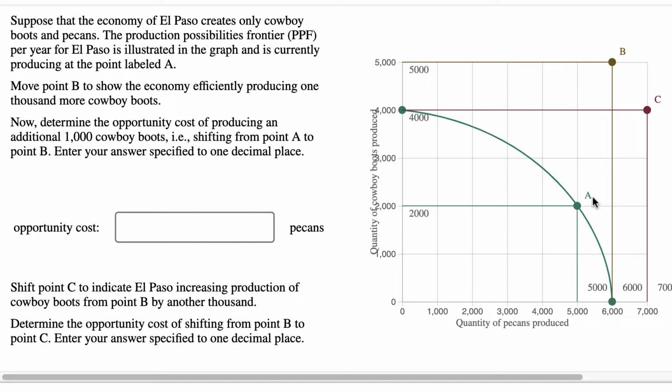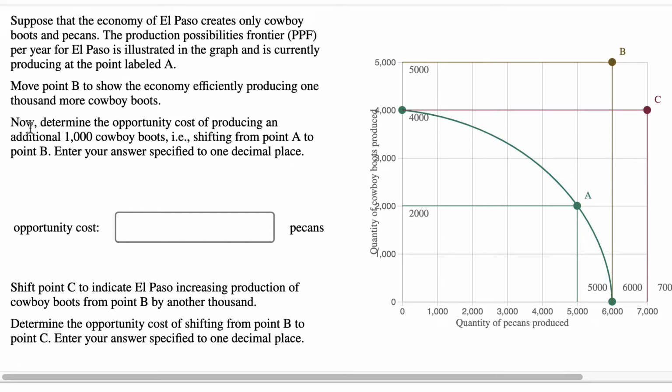So let's read it. Suppose that the economy of El Paso creates only cowboy boots and pecans. So again, we've got cowboy boots on the y-axis and pecans on the x. This green line is our PPF, our production possibilities frontier. It says the PPF for El Paso is illustrated in the graph and is currently producing at the point labeled A. So they are right here. This means they're currently producing 5,000 pecans and 2,000 cowboy boots.